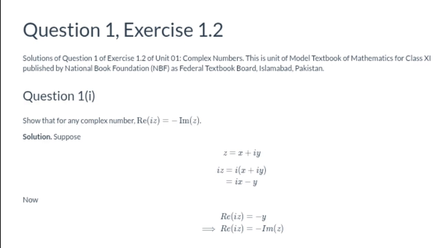Start with z. We start by defining our complex number. z equals x plus iy. Calculate iz. Multiplying by i gives us iz equals minus y plus ix. Identify parts. The Re of iz, real part of iz, is minus y. The Im of z, imaginary part of z, is y. Conclusion. Since minus y is the negative of y, we've shown the identity. Re of iz equals minus Im of z.